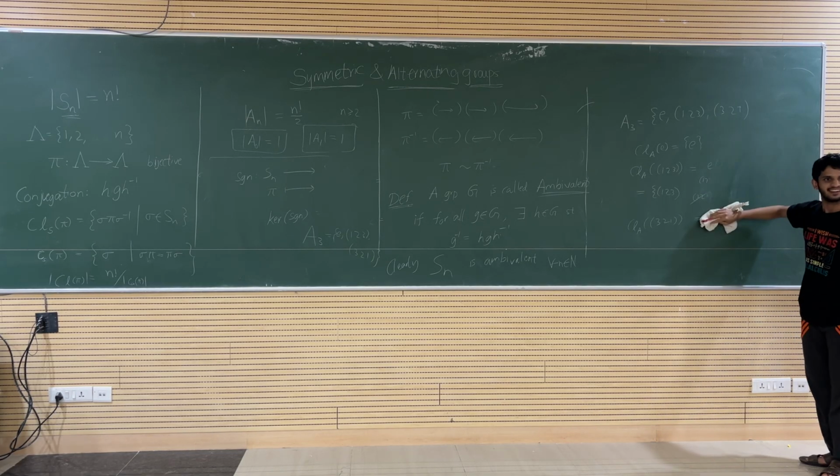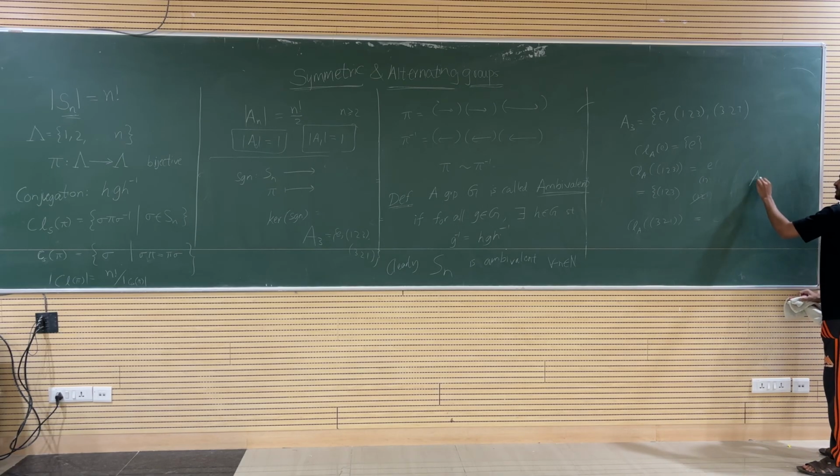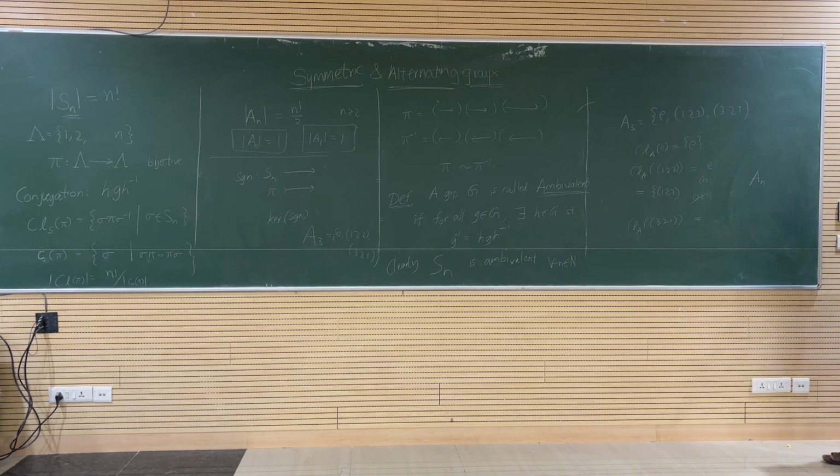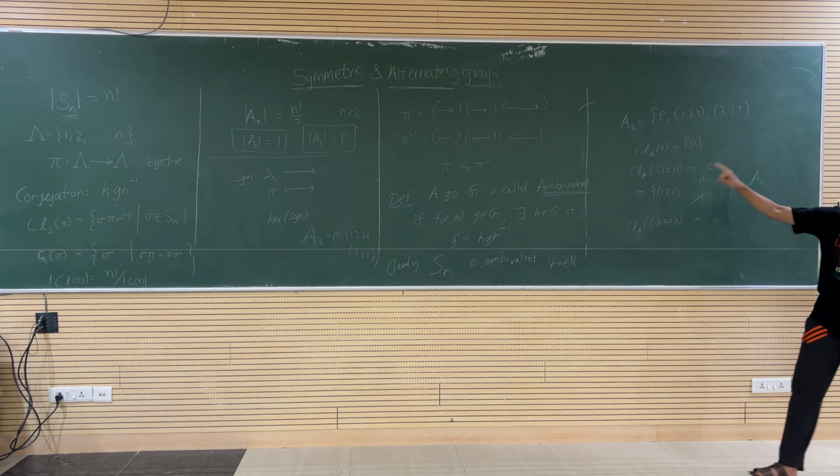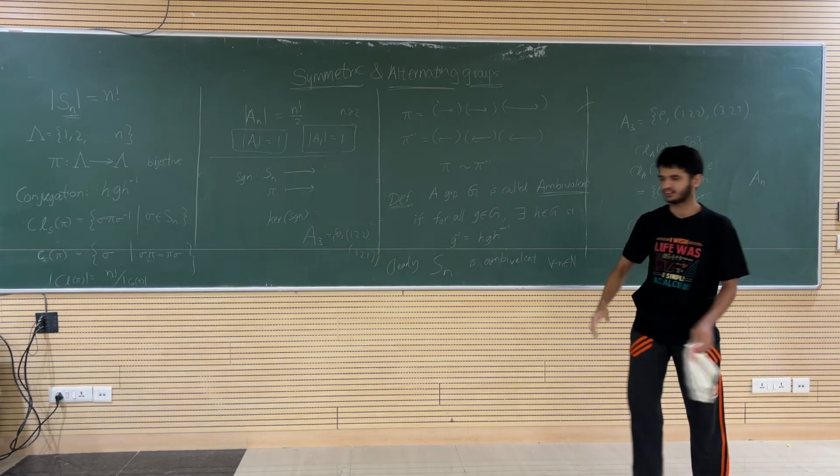What is the question? For what n do you think An are ambivalent? It's definitely not a null set because A0, A1 and A2 are already there. A2 is also there.